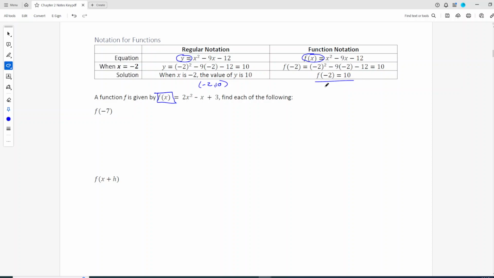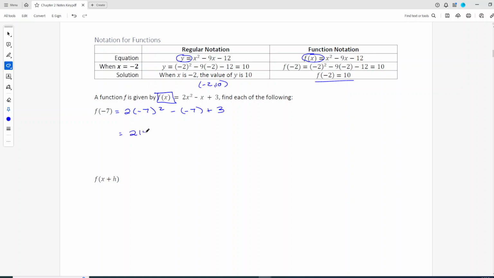People write this. So if a function f is given by f of x is equal to 2x squared minus x plus 3, and I ask you to find f at negative 7, I'm asking you to find the value of the function when x is negative 7. In other words, what's y when x is negative 7? So to do that, everywhere there's an x, you plug in a negative 7. Watch your integers.